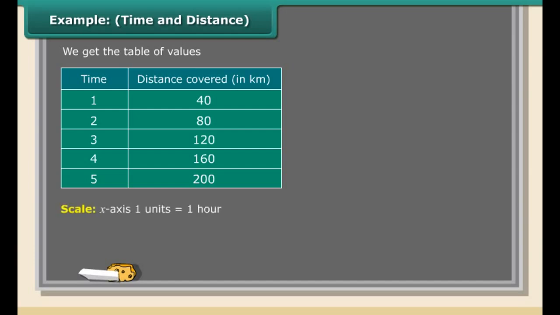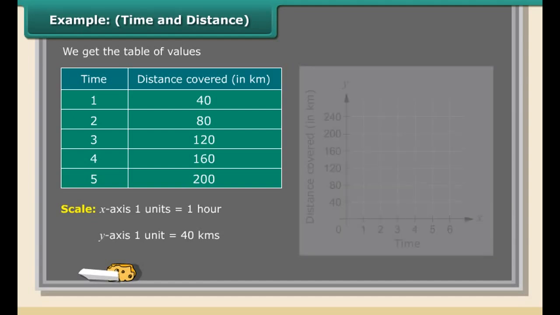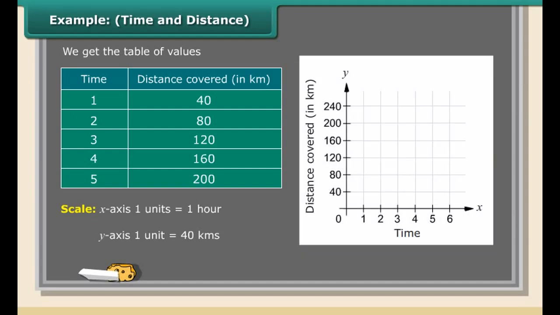Example: time and distance. Akshay can ride a car constantly at a speed of 40 kilometers per hour. Draw a time-distance graph for this situation. Use it to find 1. The time taken by Akshay to cover 160 kilometers. 2. The distance covered by Akshay in 2.5 hours.